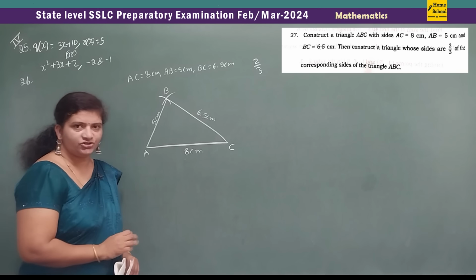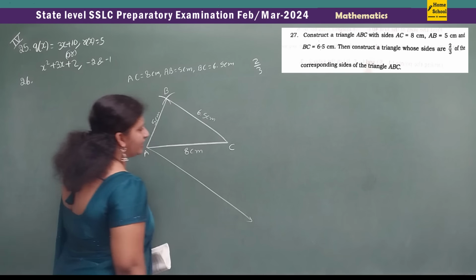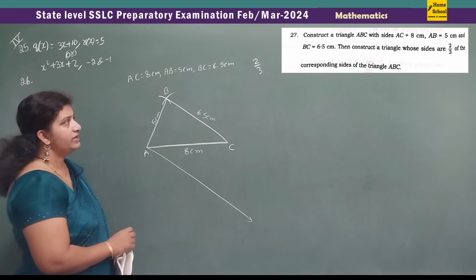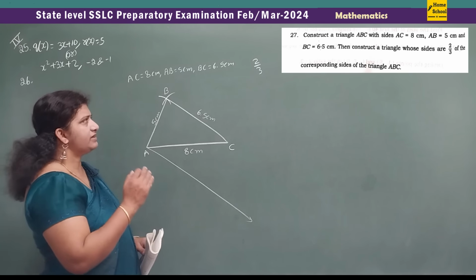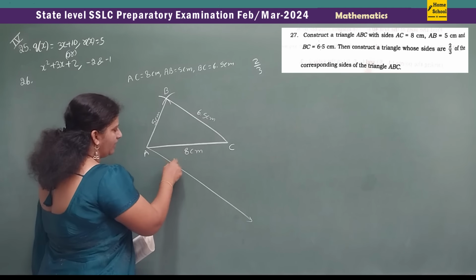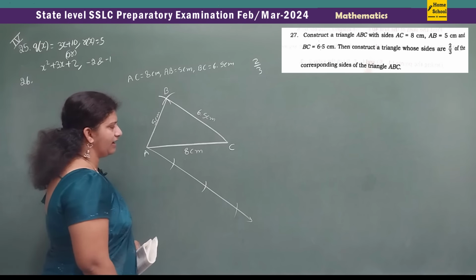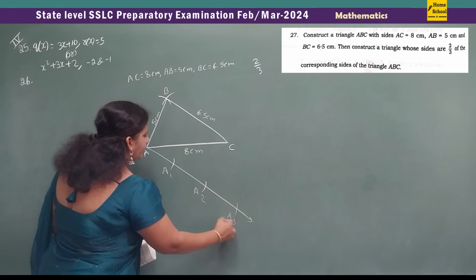After constructing your triangle, draw a ray which is acute. Observe the ratio 2 is to 3. That means which is the greater number here? 3. So take your skewer and mark 3 equal arcs. A1, A2, A3.